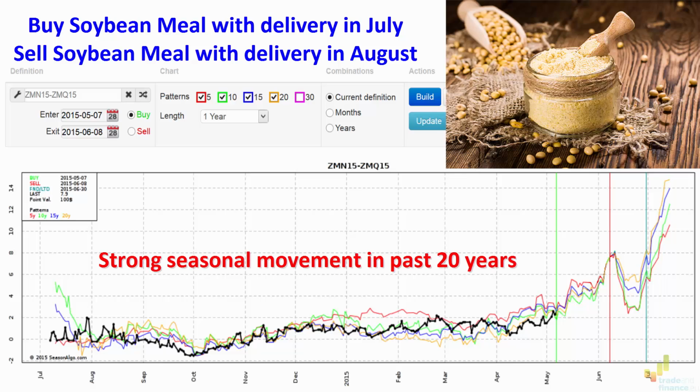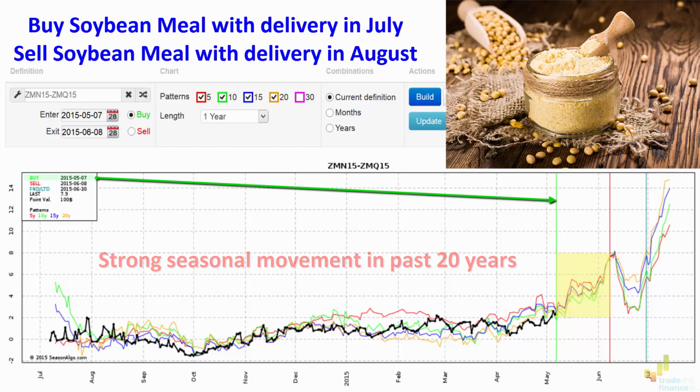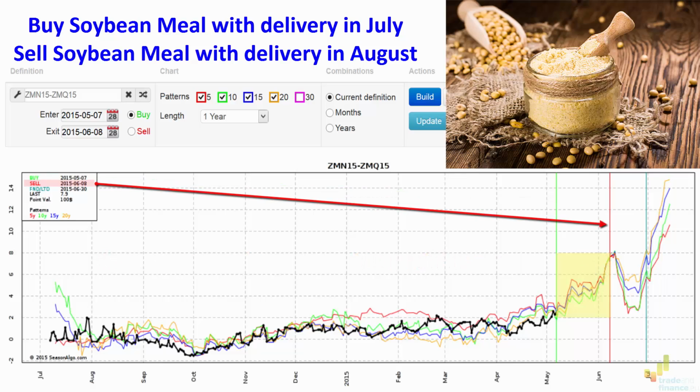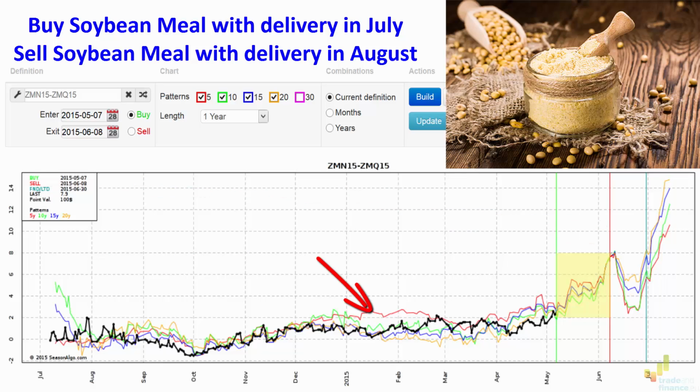You can immediately see on the chart that during the past 20 years there was a strong seasonality between the 7th of May and the 8th of June. The red curve represents the historical average of prices of the past 5 years. The green curve represents the market price average of the last 10 years. The blue curve represents 15 years and the orange curve represents 20 years. And of course the black curve, this is our current year spread.